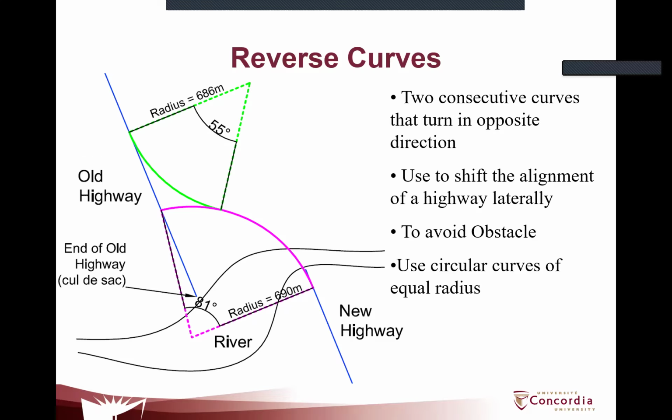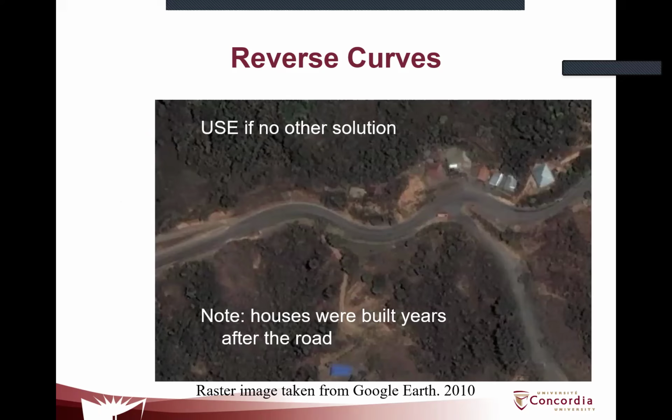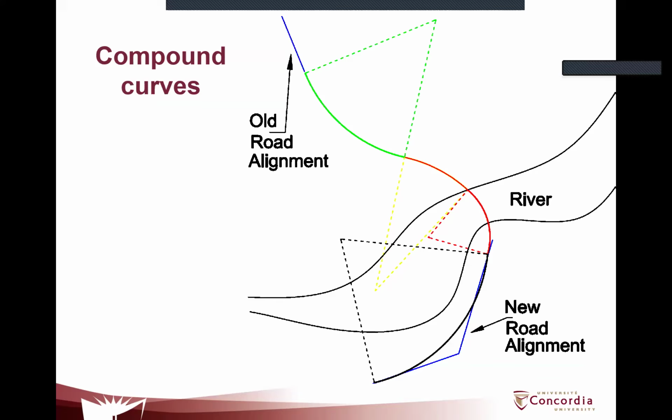It is always recommended, of course, to use circular curves of equal radius. So in this case, they are almost there. You have a radius of 686 on the green one and a radius of 690 on the bottom one. So reverse curves are used if no other solution is possible. In this image that you see, it was used to prevent going through those houses on the right-hand side. But they produce a sensation for the driver that is not very comfortable.